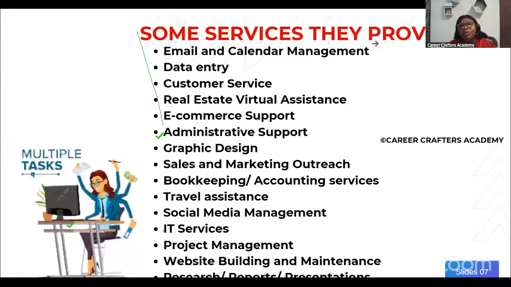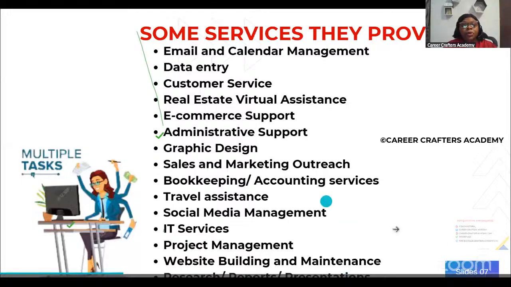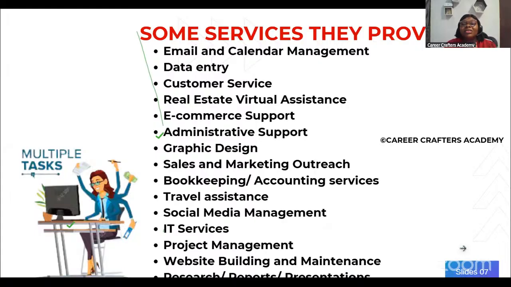Then we have the almighty IT, right? The IT services, the core tech guys who are building things, building software, building websites. We have project managers or project management. You can actually manage a project online or virtually. Then we have people who are building websites, people who are doing research, reports, creating presentations. All of these are things. So just think of any service that you don't have to be there to provide, right?